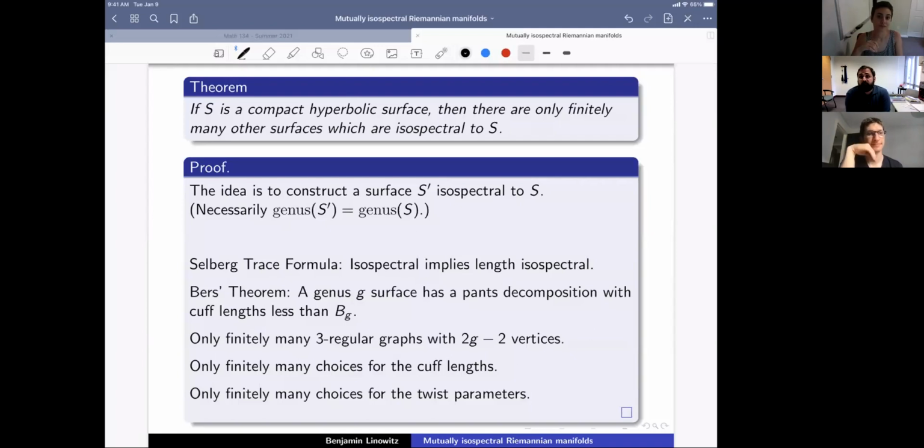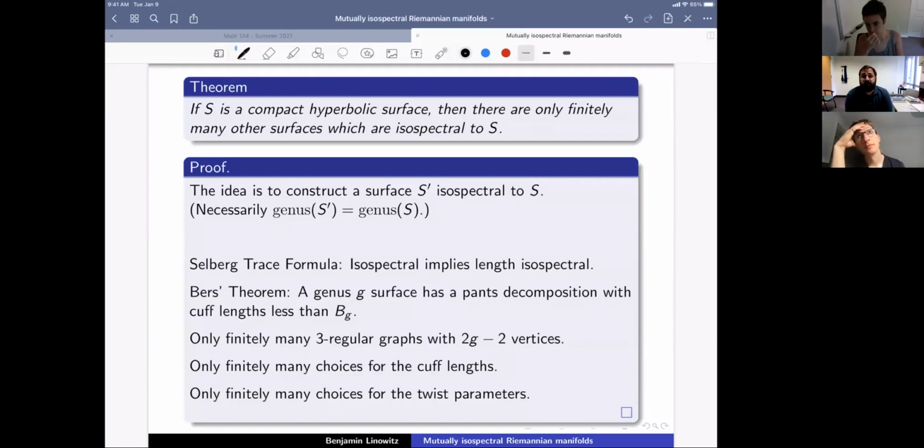It implies that Laplace isospectral surfaces are length isospectral, meaning they have the same set of lengths of closed geodesics. So in particular, every time I need to choose a length of a closed geodesic on S prime, I can only choose lengths that occur in the length spectrum of S. Fact 2 is called Bers's theorem.